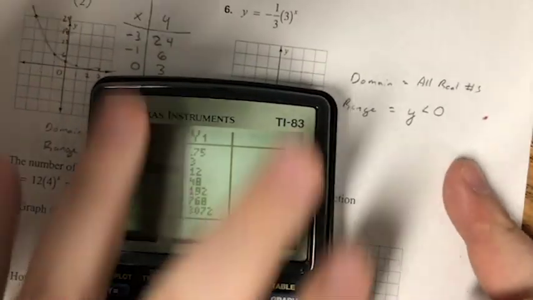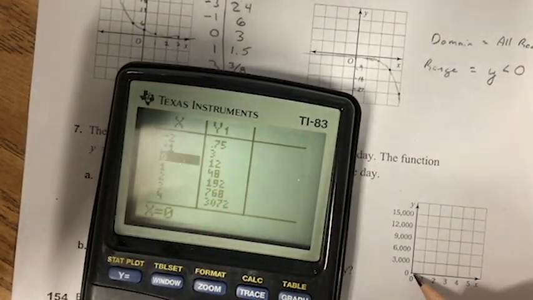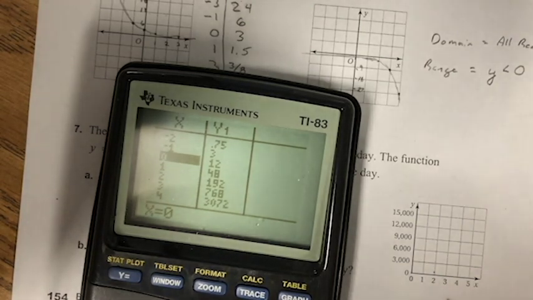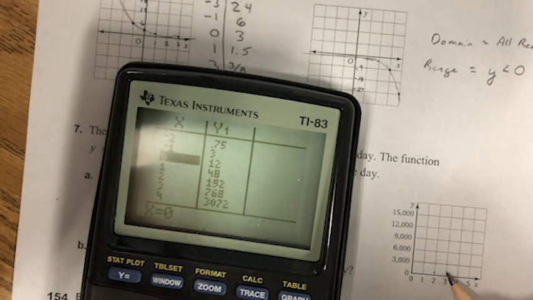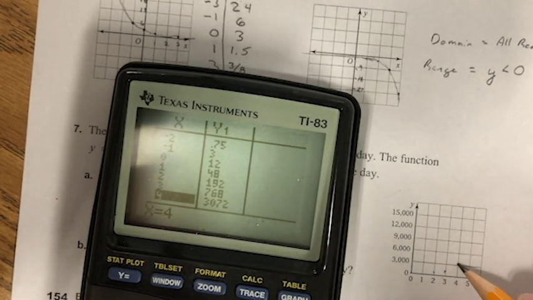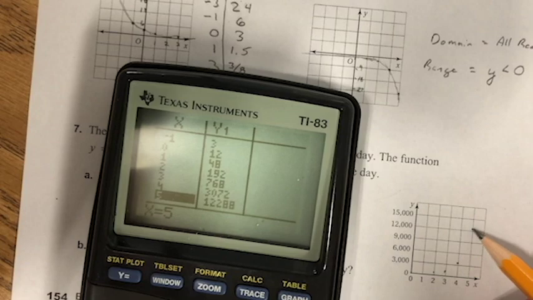So, according to this, at 0, I have 12. So look at this. This is at 3,000, so I can't even hardly plot that. At 1, I have 48. I barely plot that. At 2, I have 192, which I might be able to get somewhere like there. Then at 3, I have 768, which might be right about here. And then at 4, I finally get around 3,000, so I can put that there. And my 5th day, I'm at 12,000, here it is, 12,288, somewhere around there.